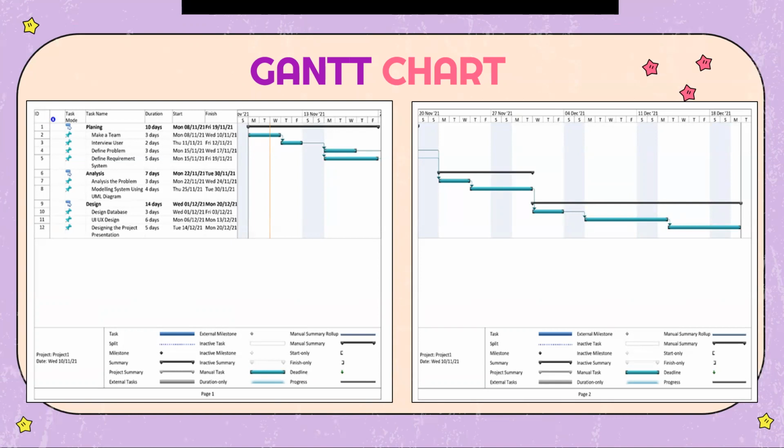This project was carried out for 31 days, starting from 8/11/2021 and ending on 20/12/2021. Make team activity is carried out for 3 days, starting from 8/11/2021 and ending on 10/11/2021. User interview activities were carried out for 2 days, starting from 11/11/2021 and ending on 12/11/2021. Further activities can be seen in these two pictures.